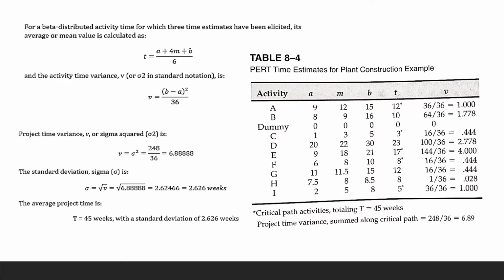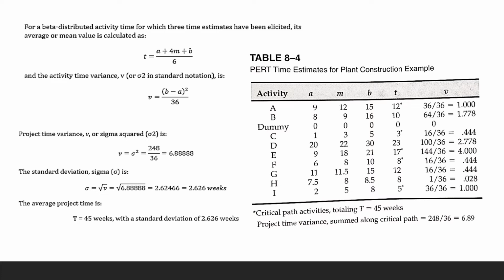Okay, project time variance V, and that's your sigma squared. V is equal to sigma squared. Then we're going to calculate that, and you will get this. Here you can put any one of them, so this is just an example. So 248, I don't know which data set this person is using. Let me take a look at it. Okay, I checked it, and yes, this belongs to table 84.